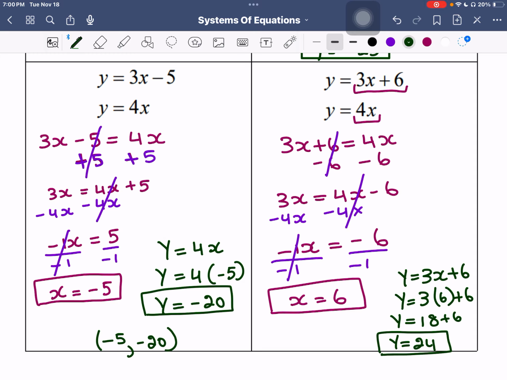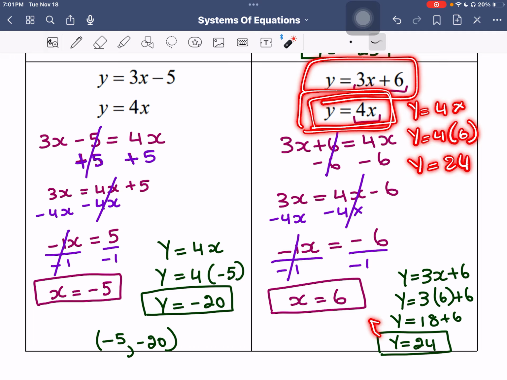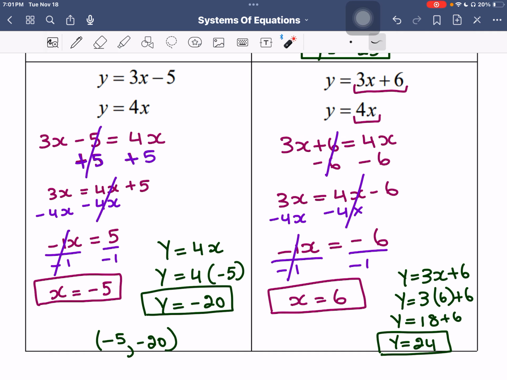If you had plugged it into the second equation right here, if you did y is equal to 4x and you substituted the 6 for x, y is equal to 4 times 6, which is 24, right? So it doesn't matter if we substitute into the first equation or the second equation, we would still end up seeing that y is equal to 24. Okay, so then our solution for this system is 6, 24.